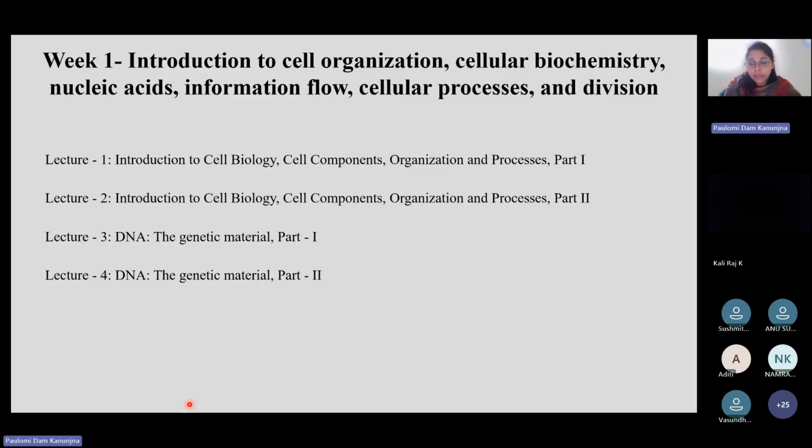There were two lectures in the beginning, and the third and the fourth were about DNA. First, to understand DNA as a genetic material, what experiments were conducted, and later in the second lecture, we did what are the features of DNA, what makes it the suitable genetic material, right? So we'll follow that theme.